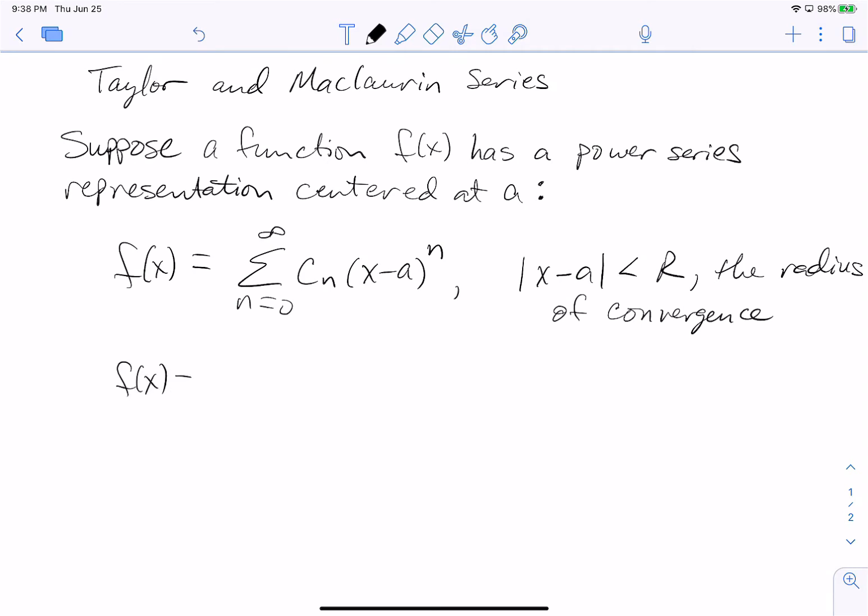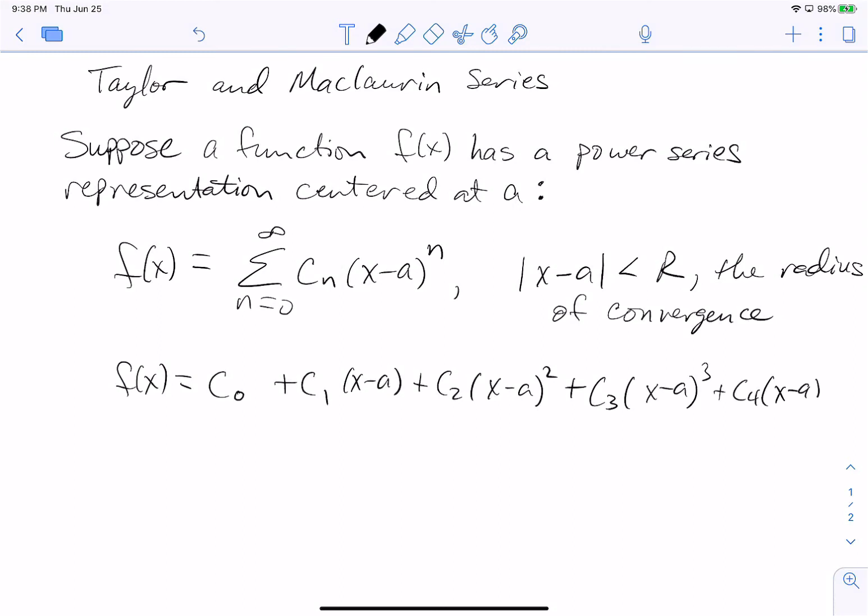F of x is equal to, now folks, if you're taking notes, leave a little space in front of the f of x because I'm going to be writing something there in a little while. F of x is equal to c sub 0 plus c sub 1 times the quantity x minus a plus c sub 2 times the quantity x minus a squared plus c sub 3 times the quantity x minus a cubed plus c sub 4 times the quantity x minus a to the fourth power plus dot dot dot. Ran out of room there, but that's okay. That's all I wanted for now.